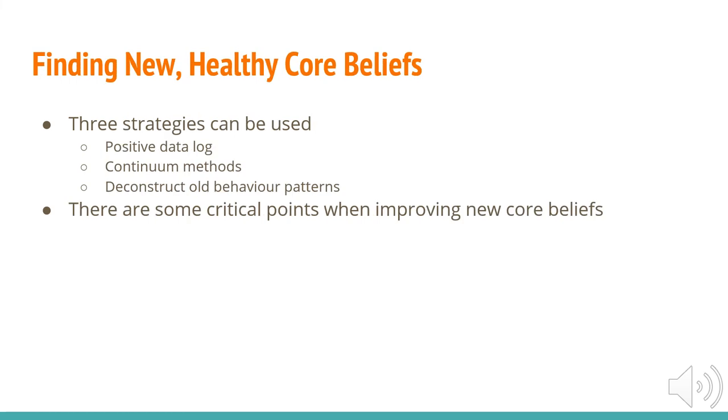Finding new healthy core beliefs. There are three strategies to do this, which include positive data logs, the continuum method, and deconstructing old behavior patterns. Using a positive data log will strengthen this new belief. It should consist of two sections, the proof that has been discussed and the correlation between this proof and the new core belief. The next is continuum methods.